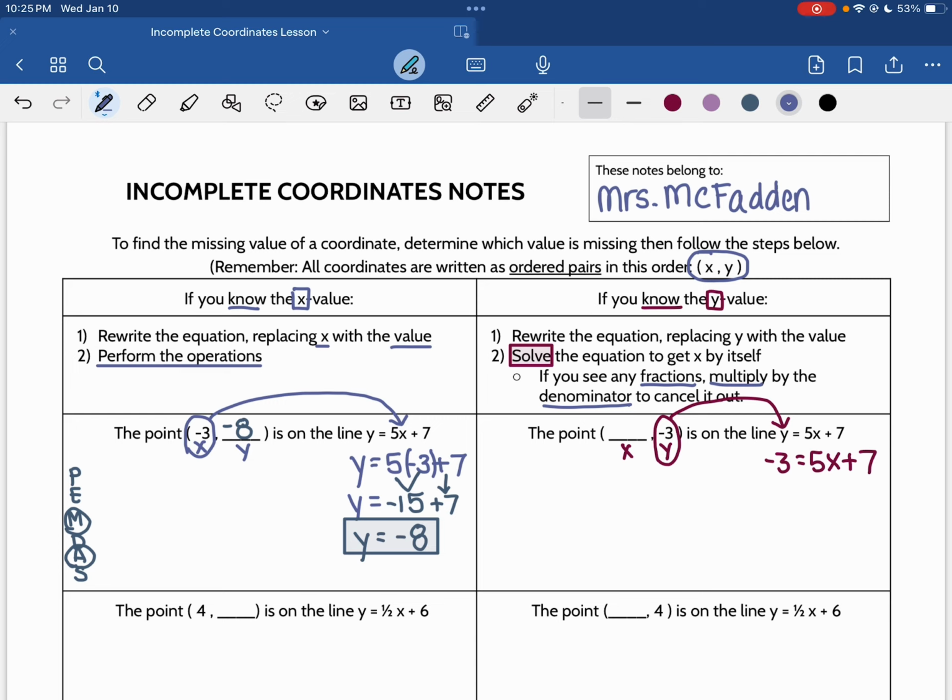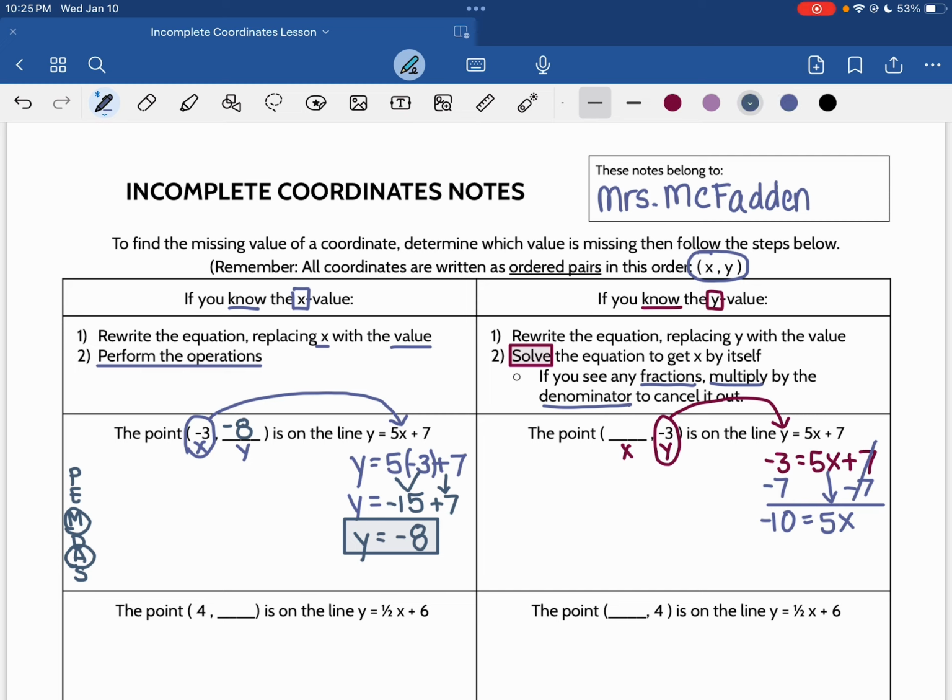So I'm going to get rid of the +7 by subtracting 7. You always want to get rid of the thing furthest away from x first, kind of like when you go to take your socks and shoes off. Your shoes have to come off first because they're furthest away from your foot. And -3 minus 7 is -10. The 5x will stay, and the 7's cross out.